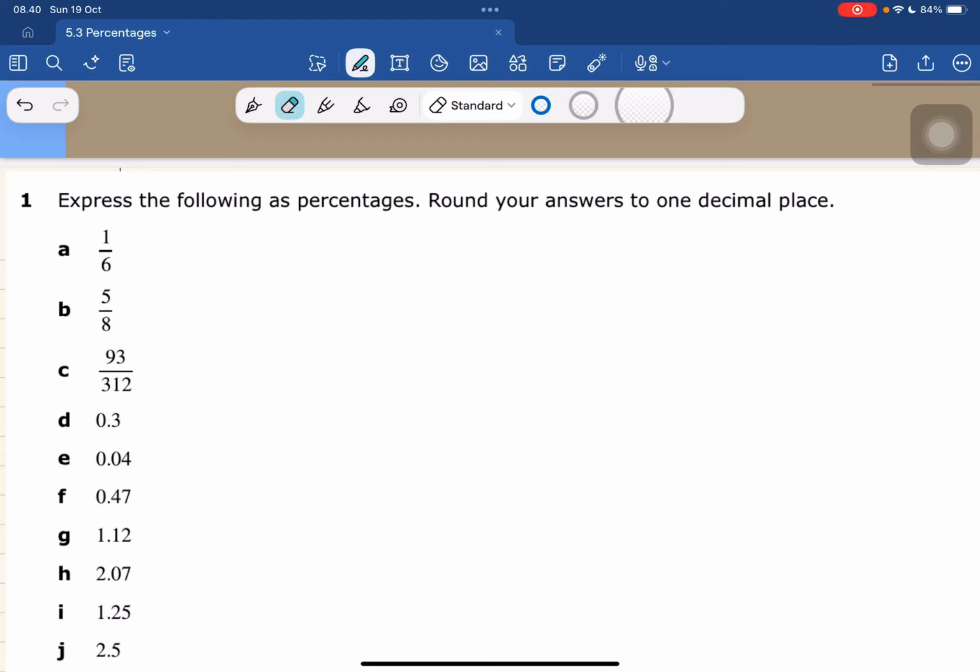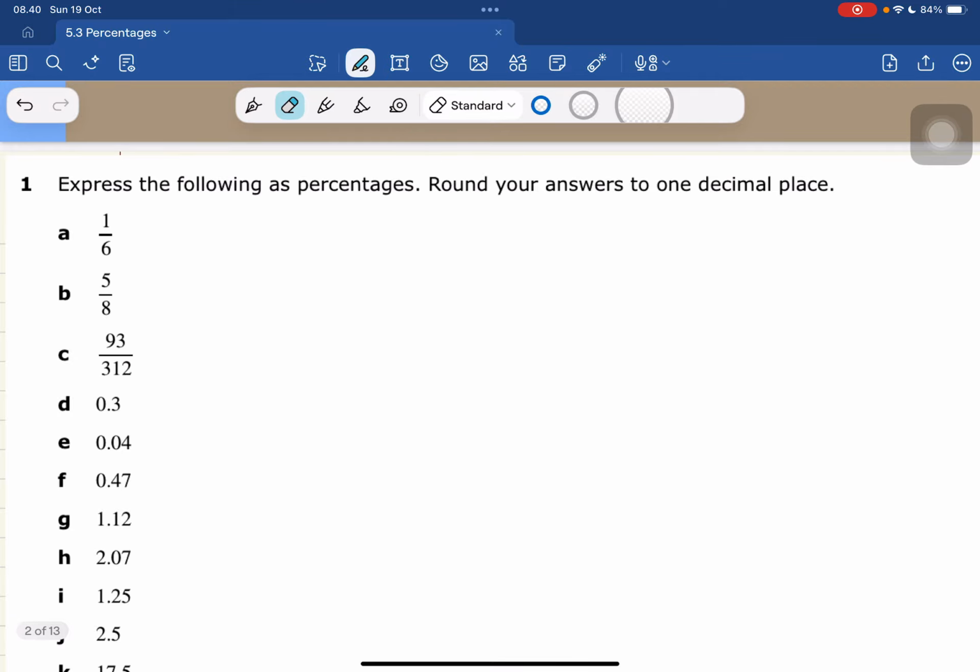Hi, in this video, I'm going to solve practice questions for percentages. So number one, we just express the following as percentages. Remember, percentage means over 100. Round your answer to one decimal place.